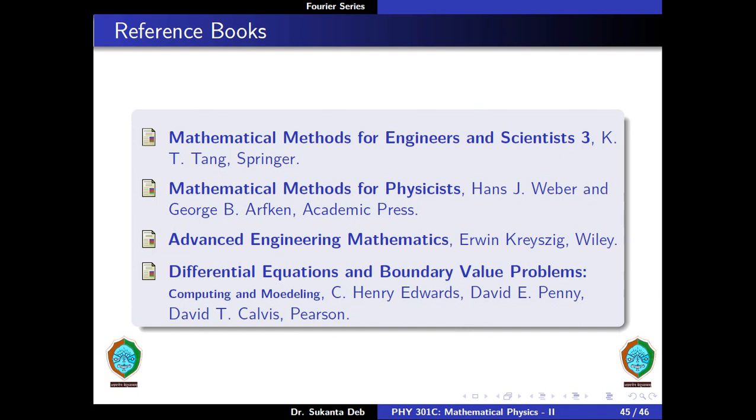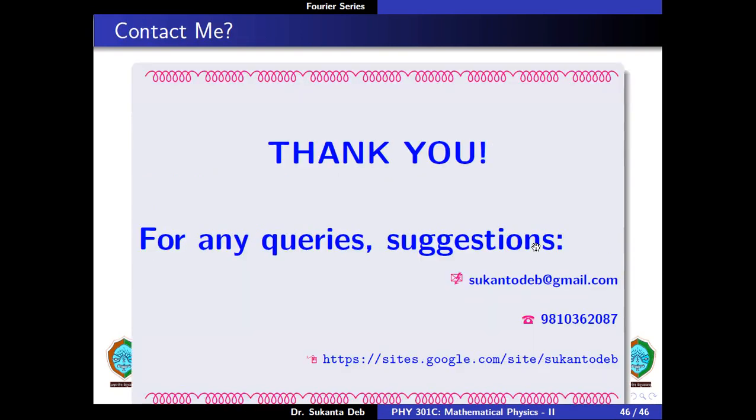In the last class, one of you asked me for some reference books. These are some of the reference books which I follow, and out of all these four books, the first one and the last one are very excellent books. The last one has a number of problems, and for physical concepts the book by Weber and Arfken is a very good book. Similarly, for problem solving, you can also consult the book by Erwin Kreyszig. Thank you.